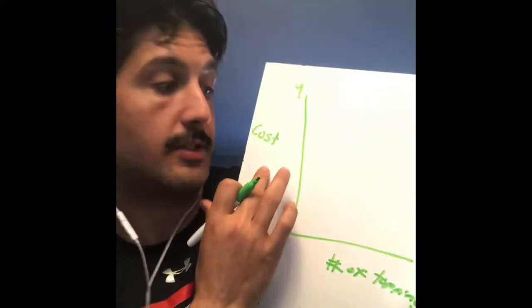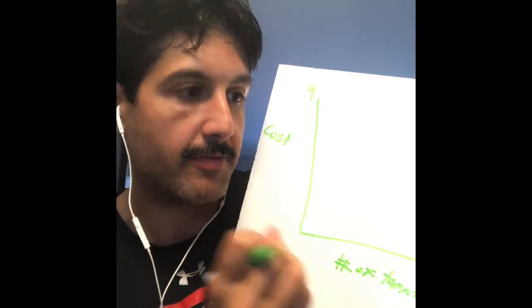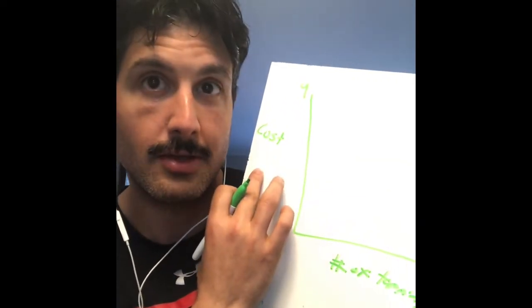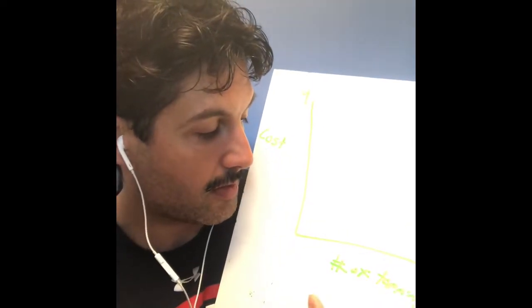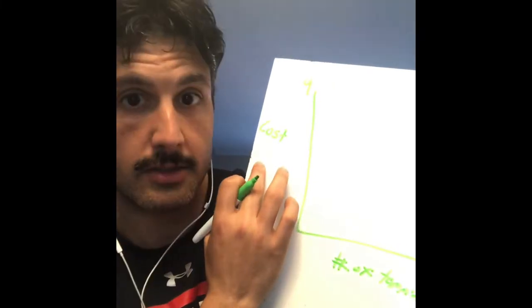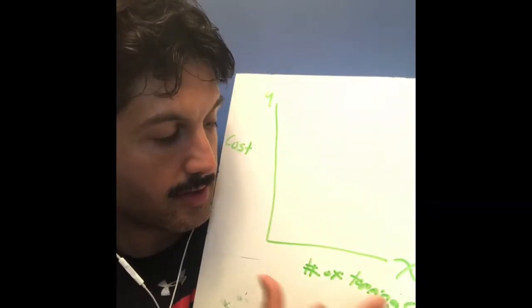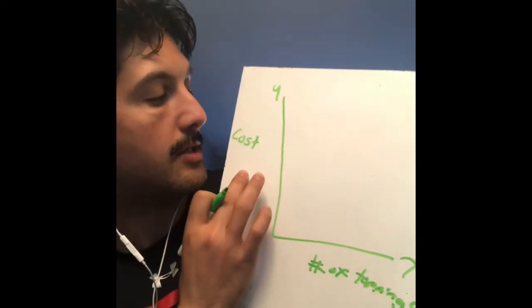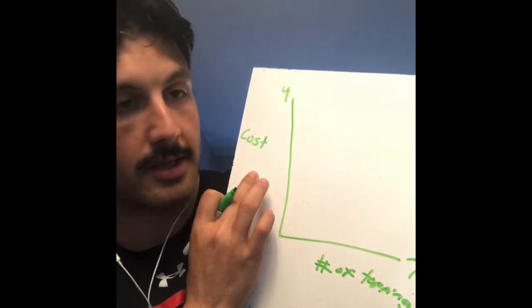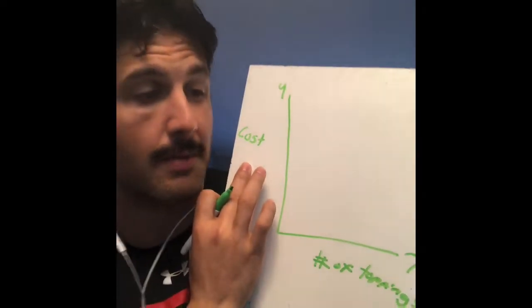Now the cost is 50 cents per topping. So if you had one topping, it'd be 50 cents. That's a decimal, so that is a continuous variable. There's the major difference. We've got number of toppings and cost. Number of toppings is independent, and it is a discrete variable because it's whole numbers. Cost is dependent, and it's a continuous variable because it has decimals.